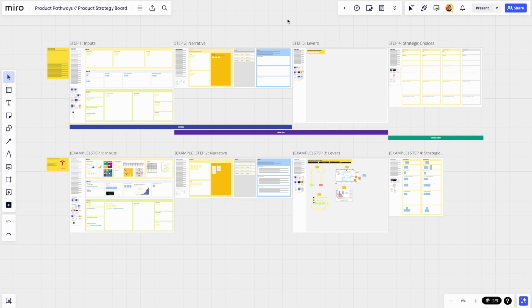What I'm going to take you through now is a walkthrough of the product strategy board. This board was created as guardrails to help you come up with that final strategy. Many product managers I work with and I coach don't know where to start, and they don't know how to go from where they are today to coming up with that final strategy.